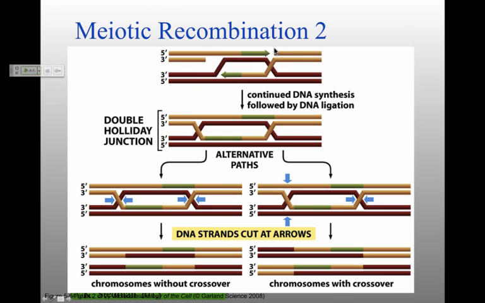Then you have extension with your normal DNA polymerase. This gets to the end here. You have ligation that takes place. Here we have the 3' end gets extended. This guy ends up ligating to this guy over here. And now you've got these crossed over structures.